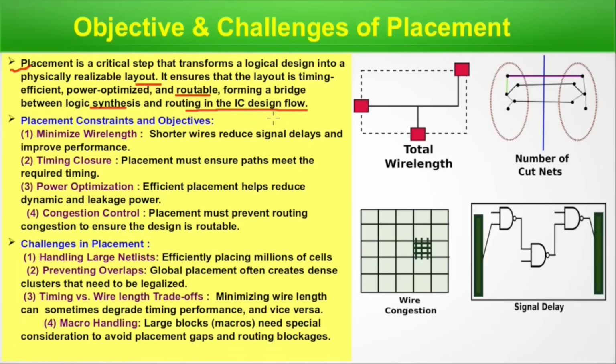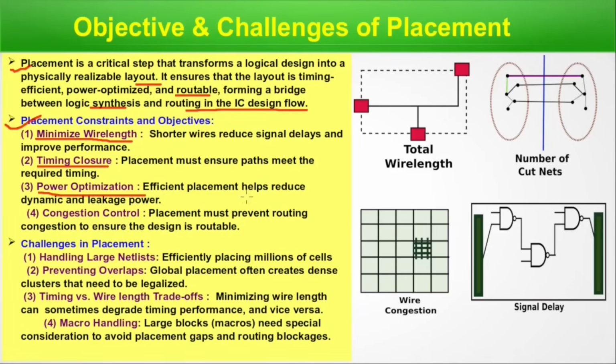Placement should be such that area is minimized, congestion is not there, delay is minimized, and modules are placed in such a way that connections and power lines are routable. So, placement constraints and objectives. What are those? Minimize wire length: shorter wires reduce signal delays and improve performance. Timing closure: placement must ensure paths meet the required timing. If the path is very long, it will take longer to reach the destination point. The signal will reach later, so timing cannot be maintained.